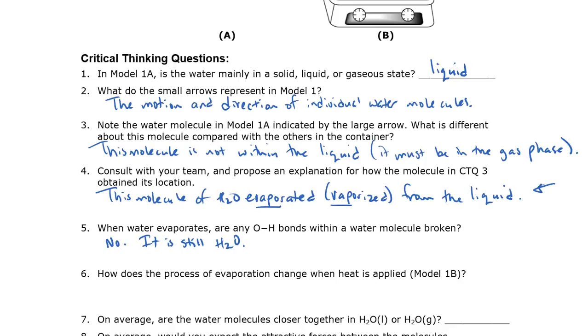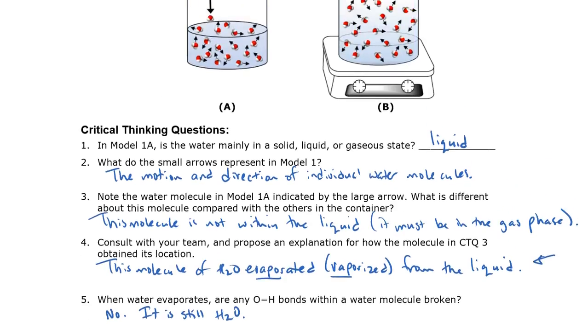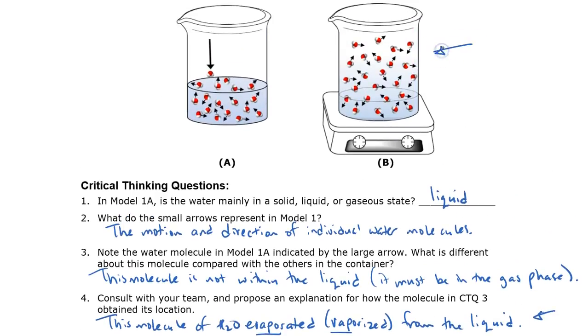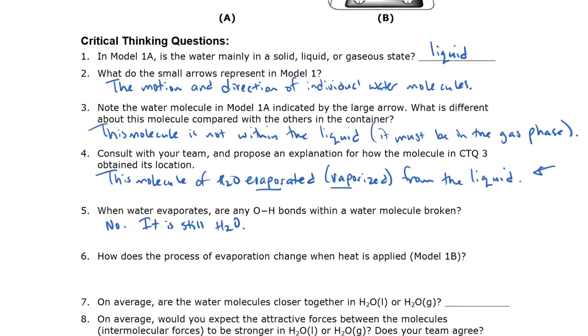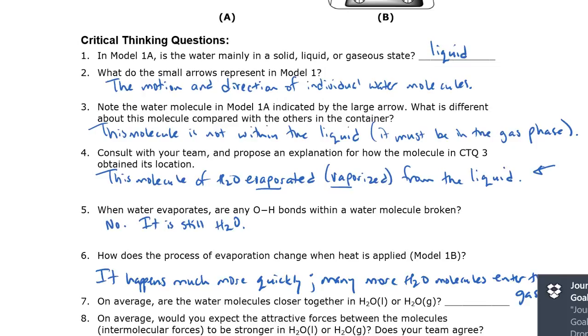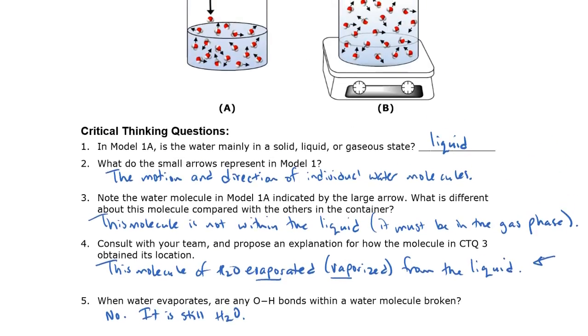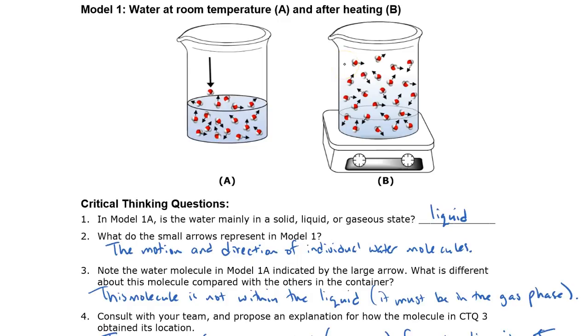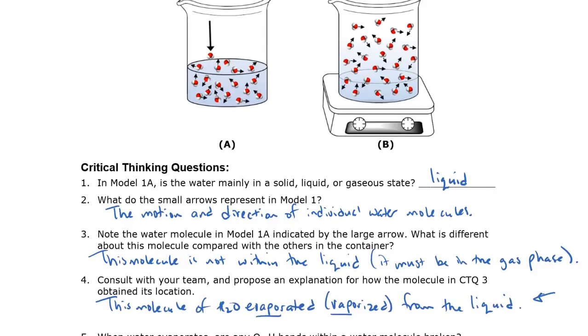Number 6. How does the process of evaporation change when heat is applied? So that's supposed to be illustrated by this picture. So pause the video and write a sentence. Pause now. Okay, here are a couple of things you could have said. You could have said it happens much more quickly, or you could have said many more water molecules enter the gas phase. I think both of those are reasonable conclusions from this picture. You can see lots more water molecules in the vapor phase after heating.